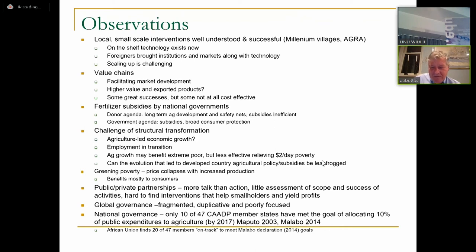Okay, so let me just conclude by saying that one of the initiatives has been to try and improve governance, and this has been going on since the Maputo Declaration in 2003, where governments in Africa committed to spend 10% of their resources on agriculture, and only 10 of 47 CADET members do that. This was repeated in Malabo, and that still hasn't happened.